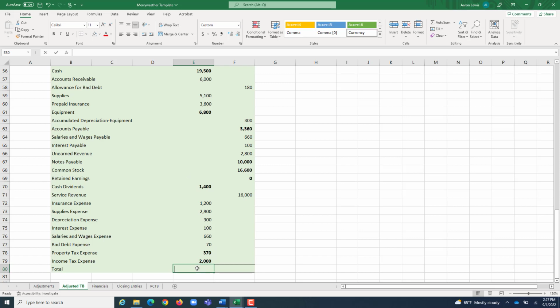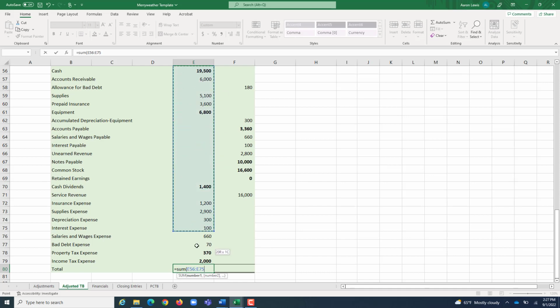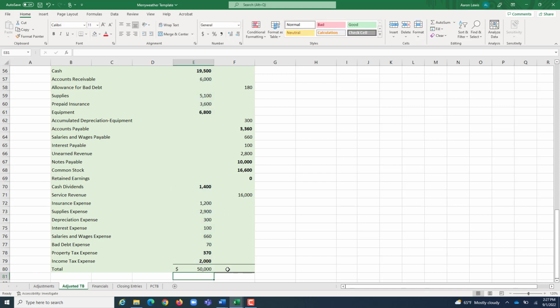So to add up the entire column, I can say that it is equal to the sum, open a parenthesis, of all of these numbers. I'm going to highlight every single thing that we have in the debit column and figure out that the debits on our books total up to $50,000.